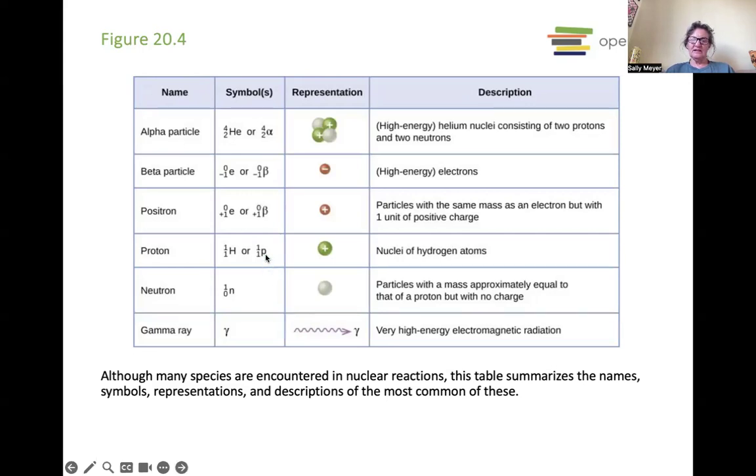So a proton can be represented as a P, where you have 1, 1, which means you have 1 proton and 0 neutrons. Or you can also represent it as the hydrogen nucleus, 1, 1. A neutron can come off. So a neutron has 0 charge and 1 mass number. So that makes it a neutron. And then the other thing that can come off and almost always comes off are just high energy photons of light. So gamma radiation is higher than ultraviolet. And we know ultraviolet light can damage our cells and our DNA, give us cancer. So gamma radiation is even higher than that.